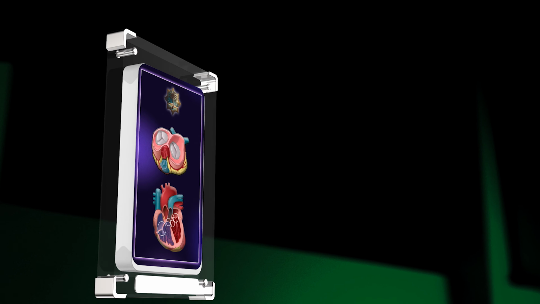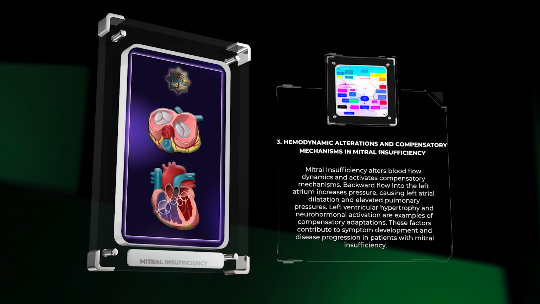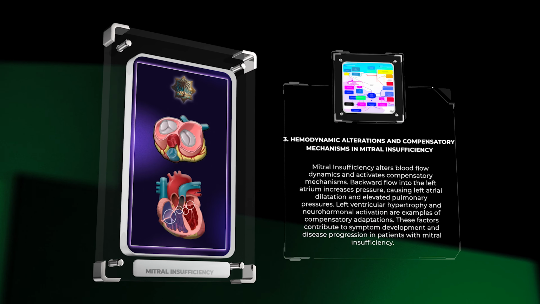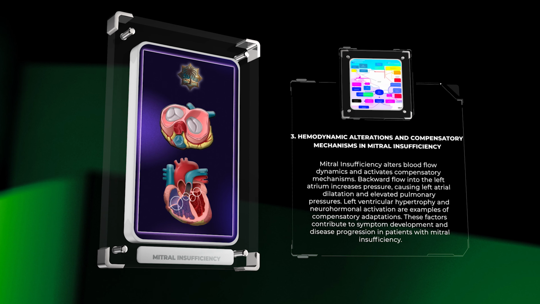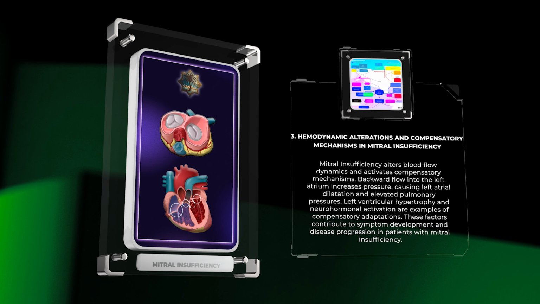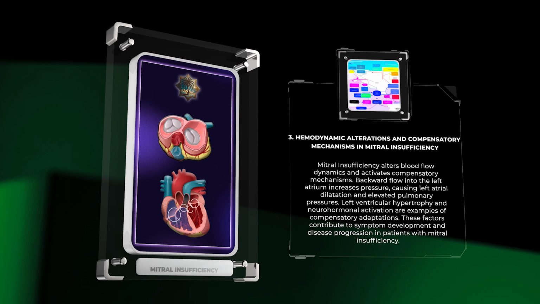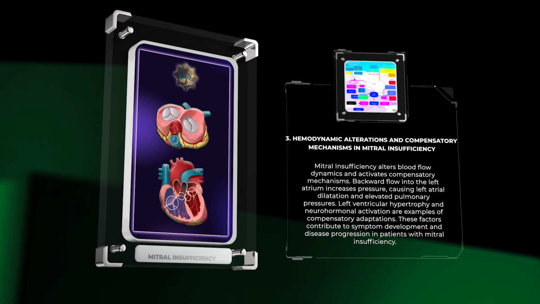Mitral insufficiency alters blood flow dynamics and activates compensatory mechanisms. Backward flow into the left atrium increases pressure, causing left atrial dilatation and elevated pulmonary pressures. Left ventricular hypertrophy and neurohormonal activation are examples of compensatory adaptations. These factors contribute to symptom development and disease progression in patients with mitral insufficiency.